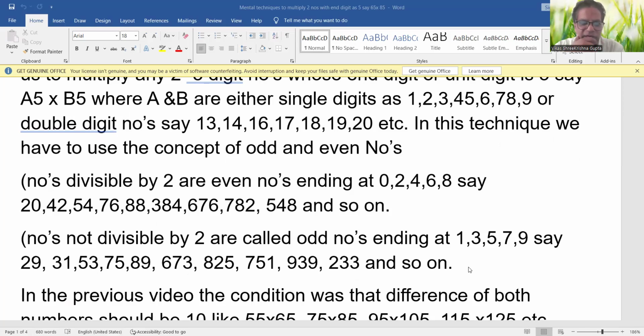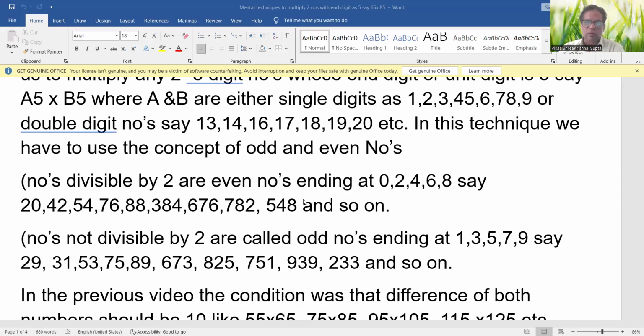Whereas the numbers which are divisible by 2 are called even numbers, and they end with the digits 0, 2, 4, 6, 8. For example, the numbers 20, 42, 54, 76, 88, 384, and so on. They are all ending with the digits 0, 2, 4, 6, 8, so they are all even numbers.